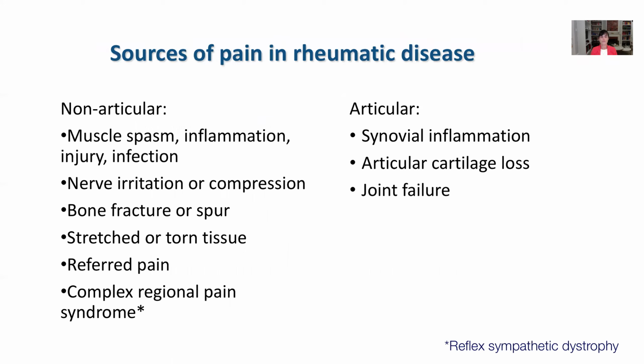There are a number of different tissues within the musculoskeletal system which may give rise to pain in rheumatic diseases. There are those that arise from non-articular sources such as muscle spasm, inflammation, injury and infection, nerve irritation or compression, bone fractures or spurs, stretched or torn tissues, referred pain, and the so-called complex regional pain syndromes, which are a form of neuropathic pain. And of course, there are articular structures which may also give rise to pain, including inflammation within the synovium, potentially loss of articular cartilage and change in the biomechanics of the structures around the joints, and ultimately joint failure.